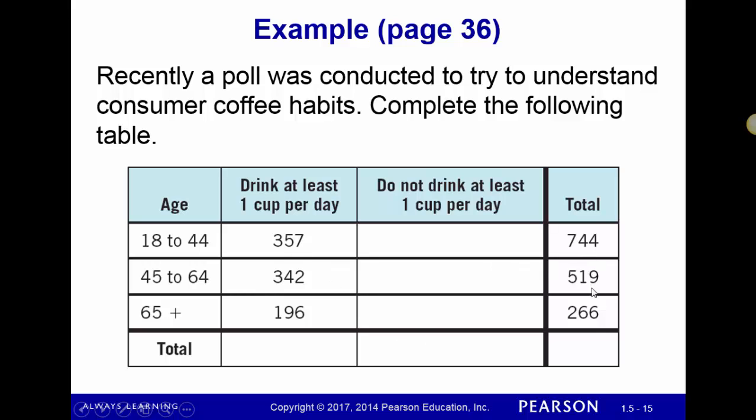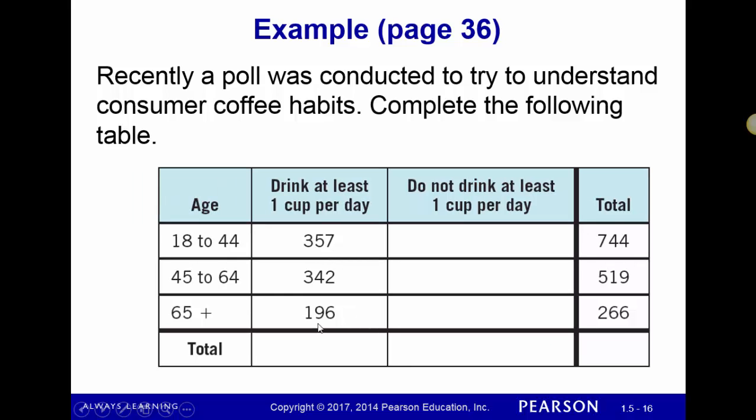We were given the total in each age group, so we could add those up to get the overall total. In each age group, we were given how many people said they drink at least 1 cup per day. So to find out the number of people that don't drink 1 cup per day, how can we do that? We can take the total in that age group and subtract the people who said they drank 1 cup per day. And we can fill in those numbers.